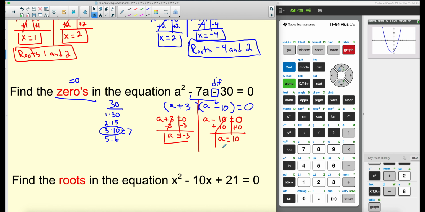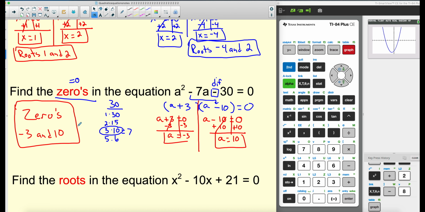So now, what are the Regents used? Zeros. I mean, if you wrote roots, I don't think it would be a big deal. But guys, in this case, it's zeros, which is the same thing as roots. You would say negative 3 and 10. Simple. That's solving a quadratic equation. One more, guys, and you're done.